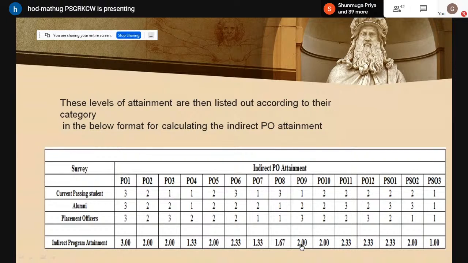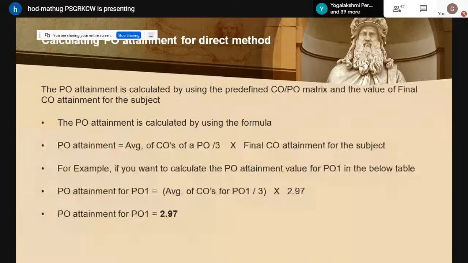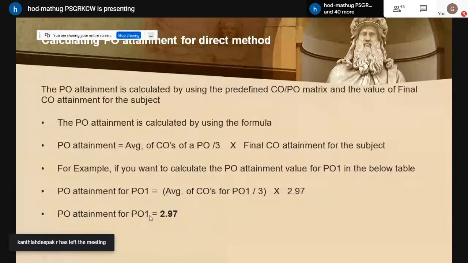So, in the PO attainment, how do we calculate? We are calculating it in the direct method. Already the indirect method I have completed. In the indirect method, I found the arithmetic mean and we have finished with that. Now, in the direct method, PO attainment is the average of COs of a PO, divided by 3, into the final course outcome attainment for the subject. So that I will be calculating, and here the PO attainment for PO1 is calculated as 2.96.